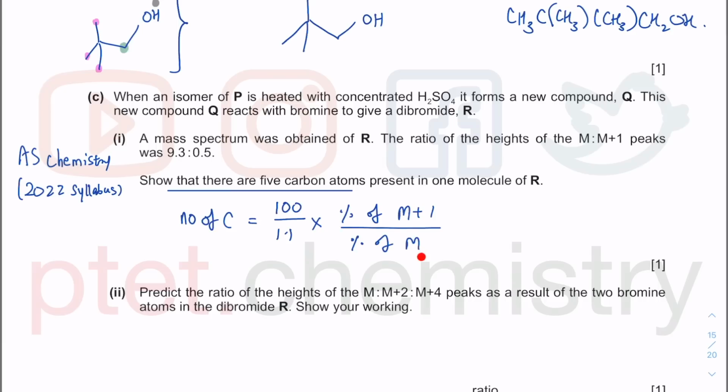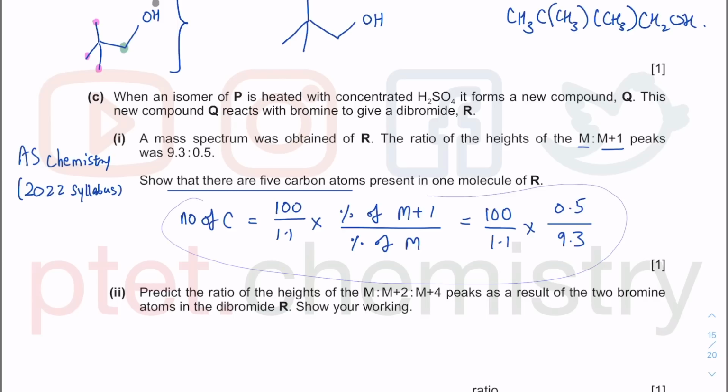This is the parent ion peak. This is the parent ion plus 1 due to the presence of carbon-13. So 100 over 1.1, my percentage of M+1 according to this ratio respectively. M is 9.3, so 9.3 is at the bottom, that's the percentage of M. Percentage of M+1 is the second one, so 0.5 on top.